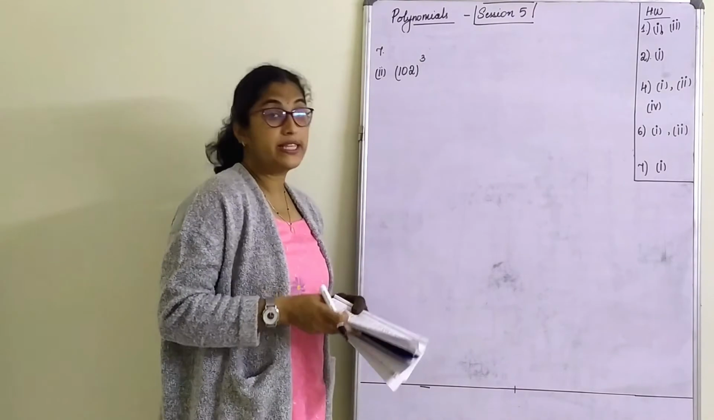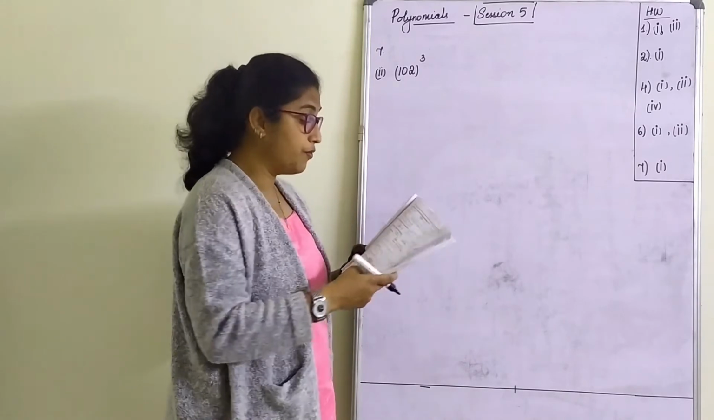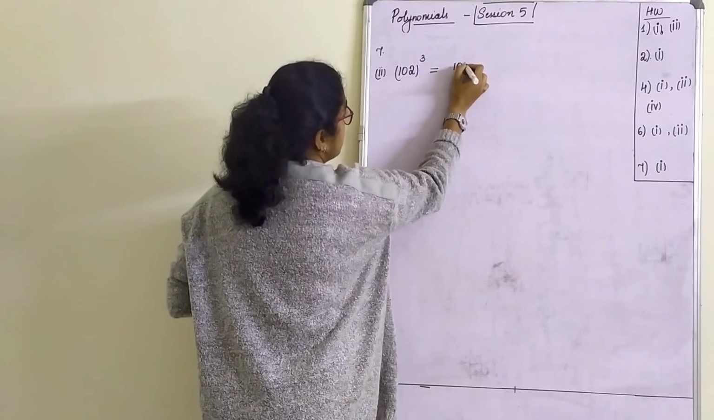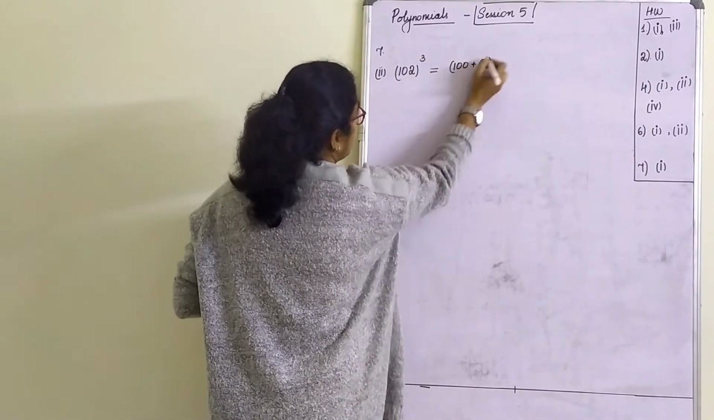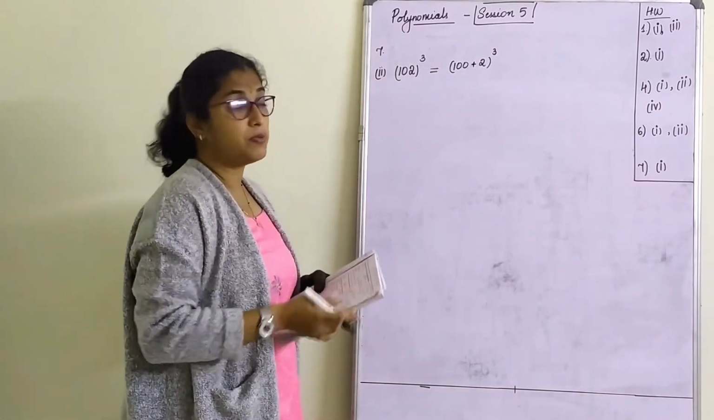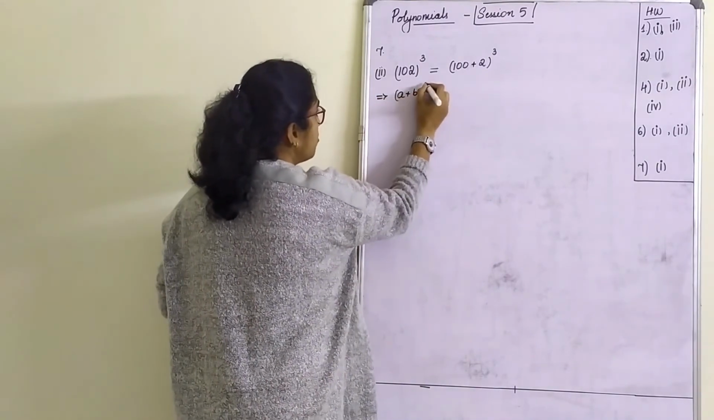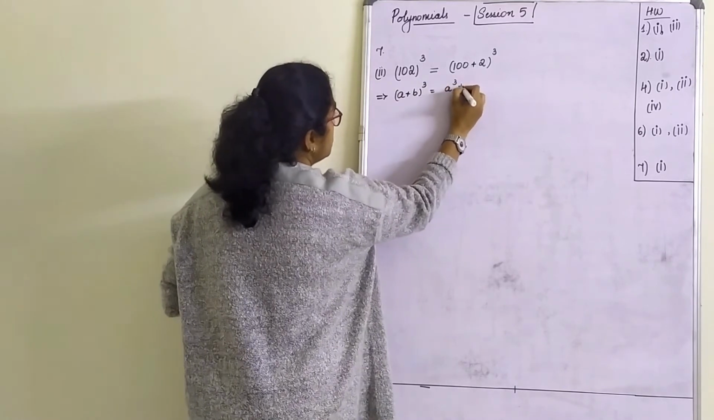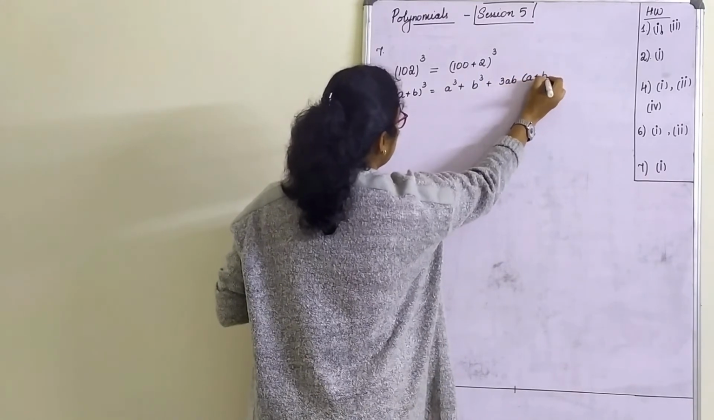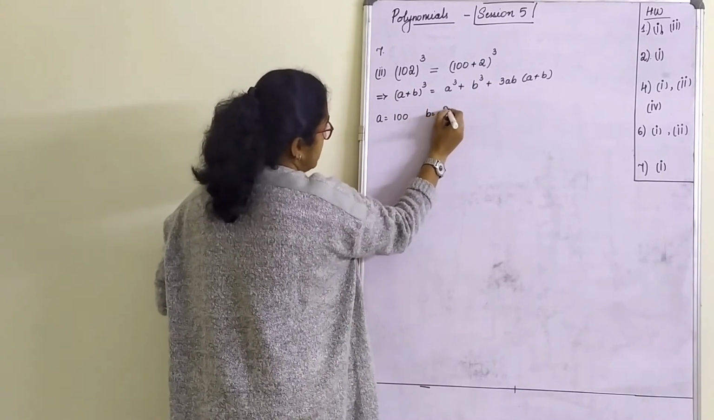Evaluate the following using suitable identities. 102 cube. The first one is marked for homework, which is 99 cube. 102 can be written as 100 plus 2. Right? Any other way you have to write 102? No. This is the easiest form. (a plus b) whole cube. So write it. This is of the form (a plus b) whole cube, which is a cube plus b cube plus 3ab of (a plus b), where your a is 100 and b is 2.